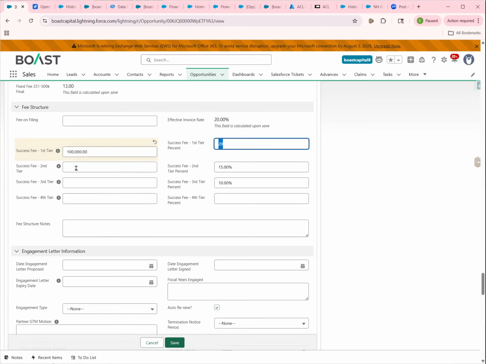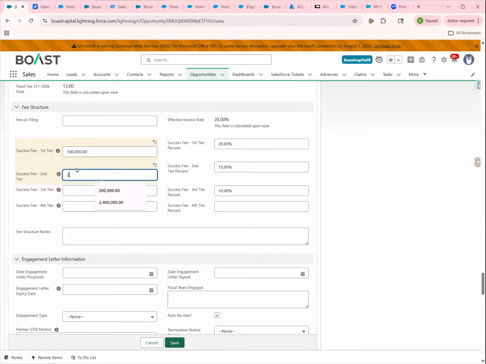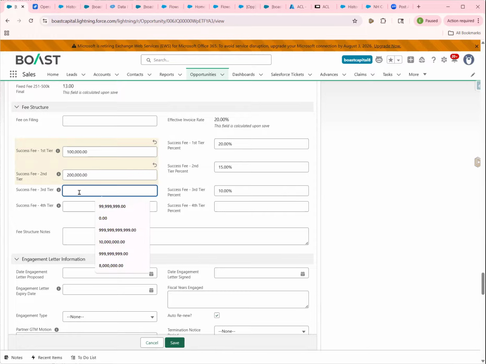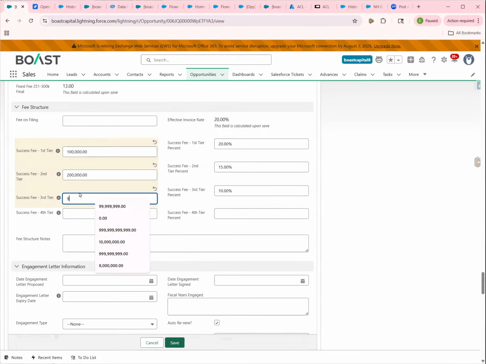So the first 100,000 will be charged at 20. The next 100,000, so the difference between 100 to 200, is 15. And then this one here is the maximum, which is 100 million or 99 million credits. Up to 99 million credits will charge you 10%. That's how this part works.